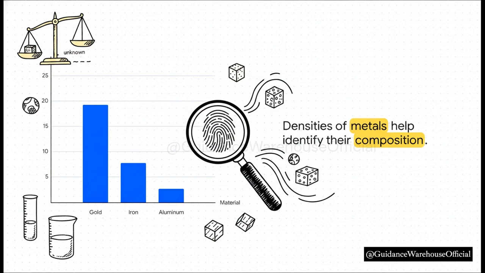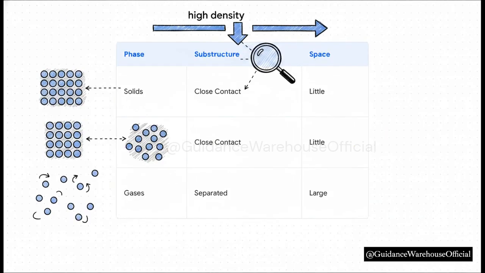So if you hand a physicist an unknown block of metal, the very first thing they'll do is measure its mass and its volume to find its density. Density doesn't just identify materials, it reveals the invisible phase and substructure of matter. For example, the densities of solids and liquids are relatively close to each other. Why? Because physically their atoms are in super close contact. There's very little empty space.